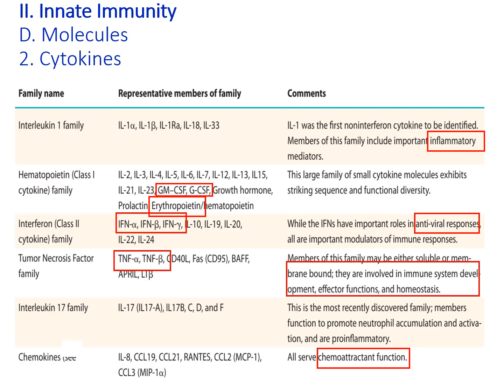This shows us the 6 families of cytokines. So we have the interleukin-1 family. This promotes inflammation. Okay, and then we have the interferon family, which is class 2. We have the tumor necrosis factor family, and then the most recently discovered is your interleukin-17 family. We also have these cytokines that serve as chemoattractants.